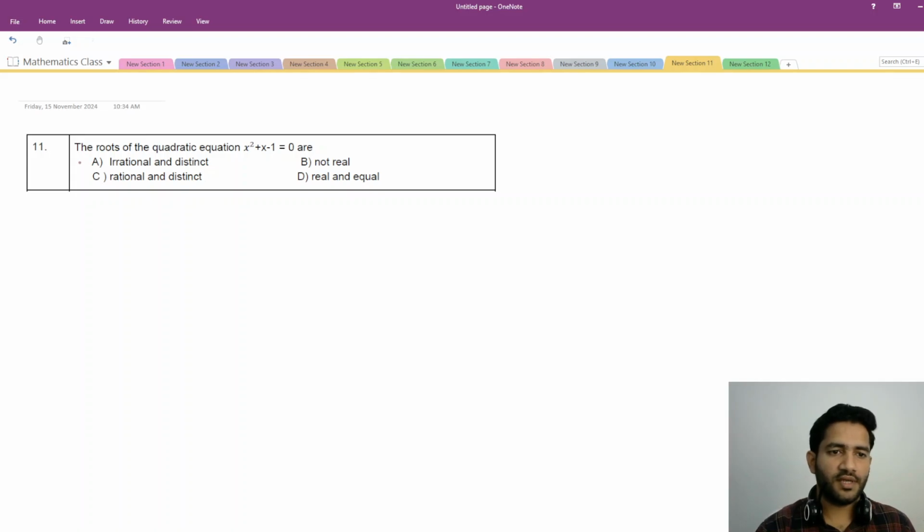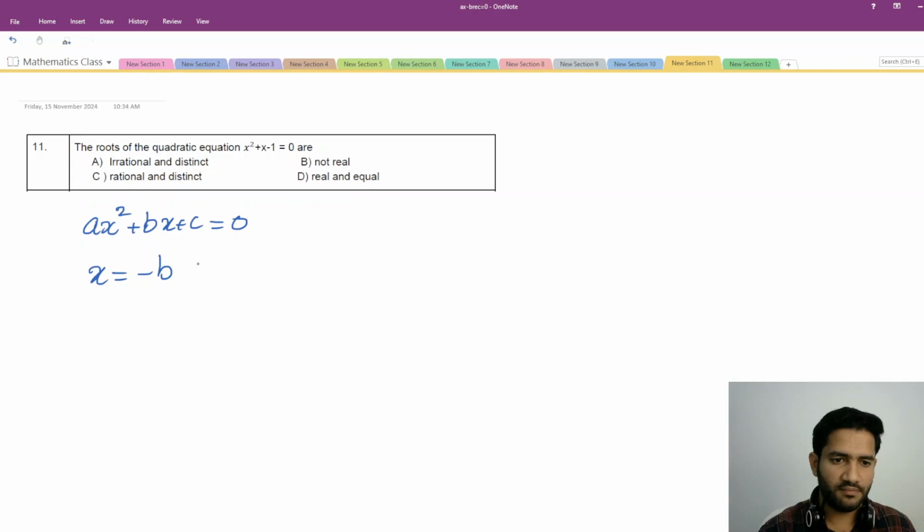Next one, the roots of the quadratic equation. We want to find the roots. It is from the chapter quadratic equations. So how can we solve it? For a quadratic equation ax square plus bx plus c equal to 0, x equals minus b plus or minus square root of b square minus 4ac, divided by 2a.